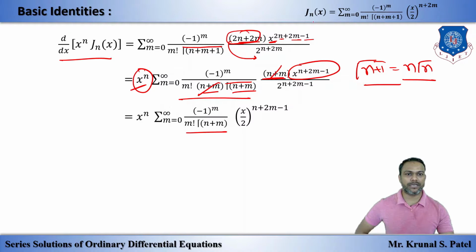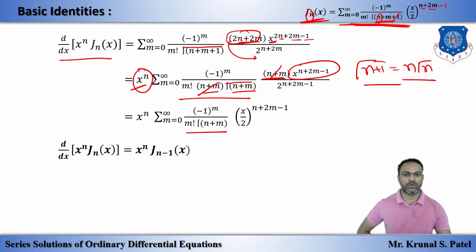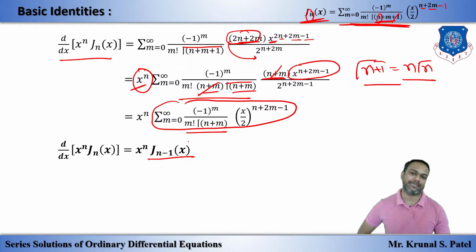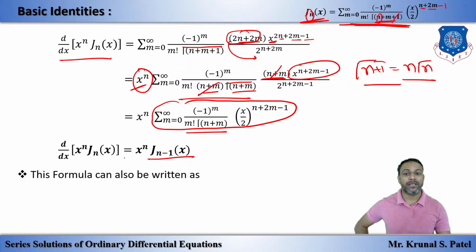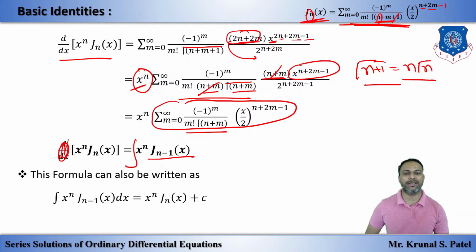Now we know that Jn of x is given by this. If we put n equal to n minus 1, this gives us gamma m plus n plus m, the 1 cancels out, and we have n plus 2m minus 1. So this is exactly J of n minus 1 of x. Hence the proof, simple. This formula can also be written by taking integration on both sides, so the derivative cancels out: integration of x raised to n J(n minus 1) of x is equal to this plus c.